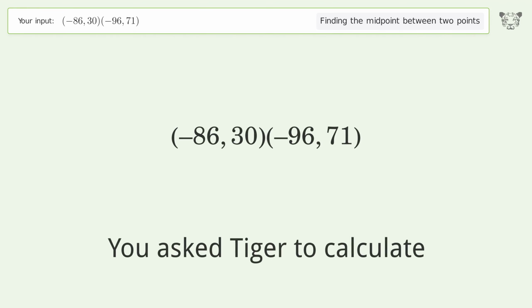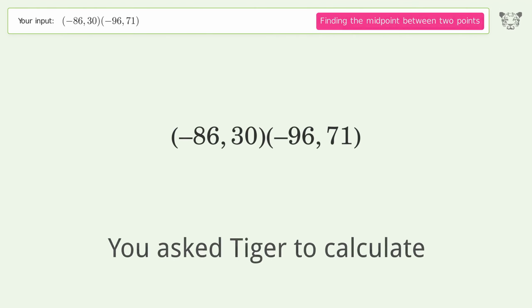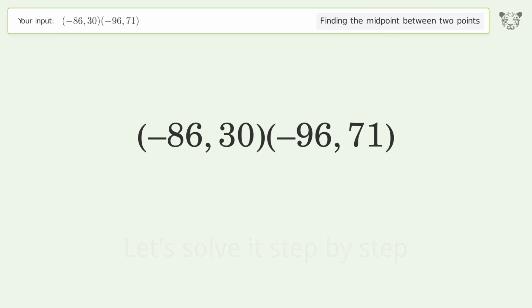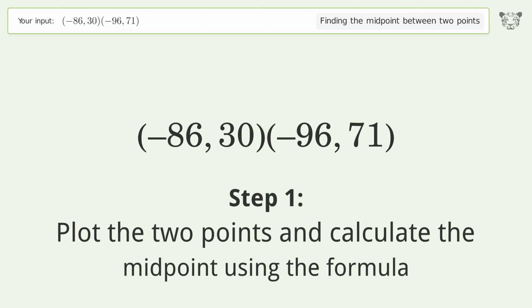You ask Tiger to calculate. This deals with finding the midpoint between 2 points. The midpoint between the 2 points is -91, 50.5. Let's solve it step by step. Plot the 2 points and calculate the midpoint using the formula.